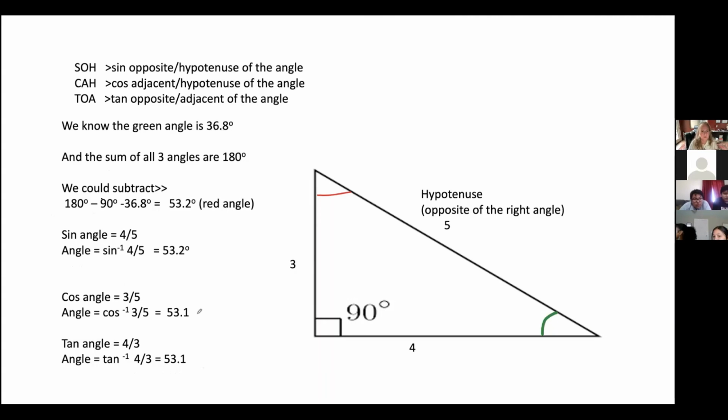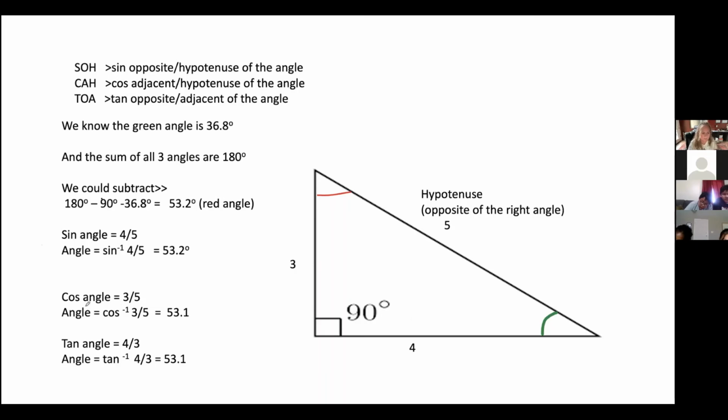So we know the green angle is 36.8. We could take a quick shot at the other angle. We know that the sum is 180. 180 minus 90 minus our 36.8. That red angle should be 53.2. Well, let's see if the math works. Sine of the angle, the opposite of the red is 4, and the hypotenuse is 5. So if we rearrange that formula so that the angle is the inverse sine of 4 divided by 5, we get 53.2.